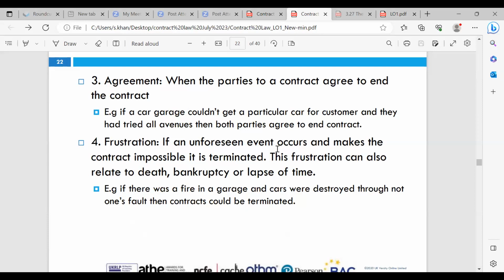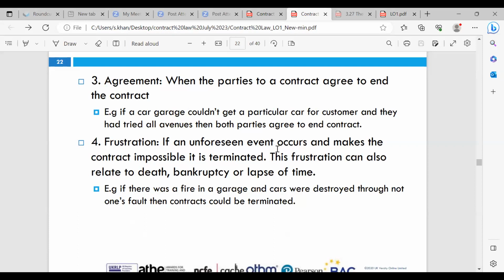Number 3, an agreement. When the parties to a contract agree to end the contract. For example, if a garage couldn't get a particular car for a customer and they had tried all avenues, then both parties agree to end the contract. And that's between both parties. So it's not something that's intentional or it was a breach of anything, okay?